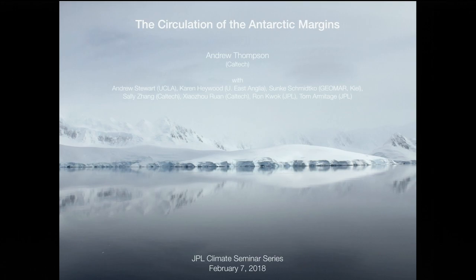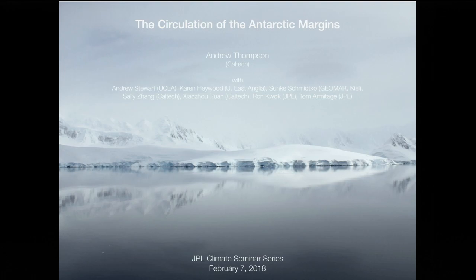Here are some of the collaborators that have worked on this. I'd especially like to point out Andrew Stewart, a former postdoc with me, now a faculty member at UCLA, and Sally Zhang and Xiaozhu Ran, who are graduate students at Caltech. And then some work I've been doing with Ron Kwok and Tom Armitage here at JPL. One of the really nice reasons for being able to talk about this work is that a lot of this has been funded under the President and Directors Fund, which has tried to increase collaboration between campus and JPL. This has been a really important way for moving some of this work forward.